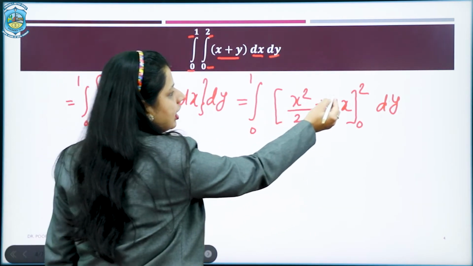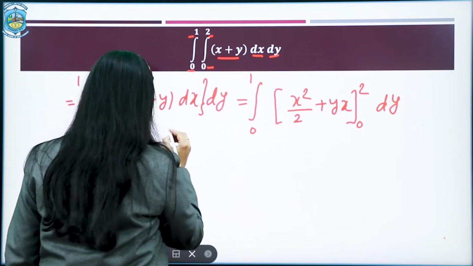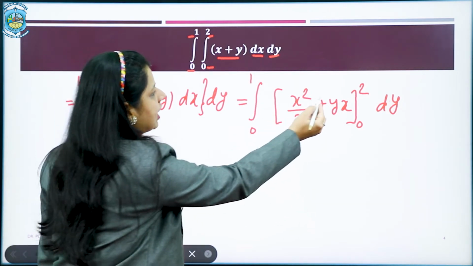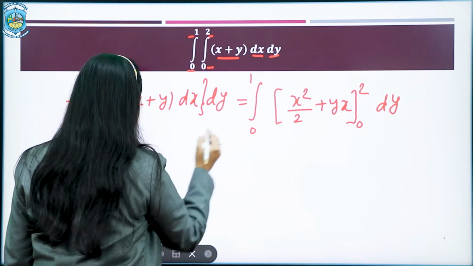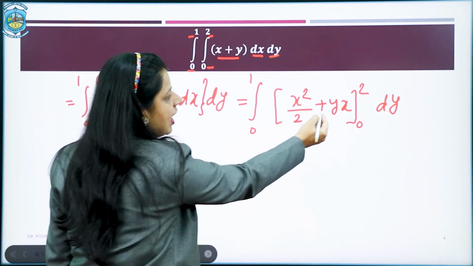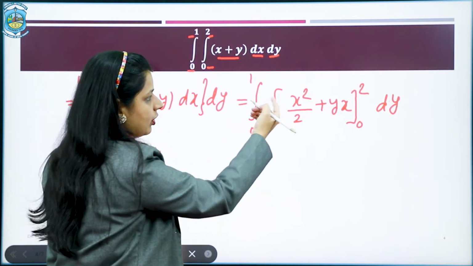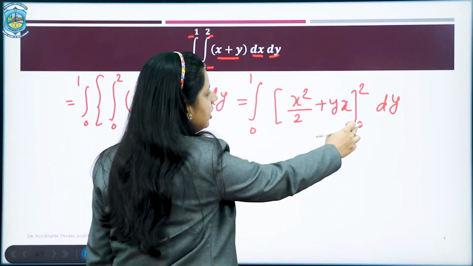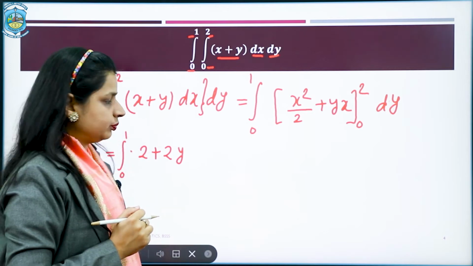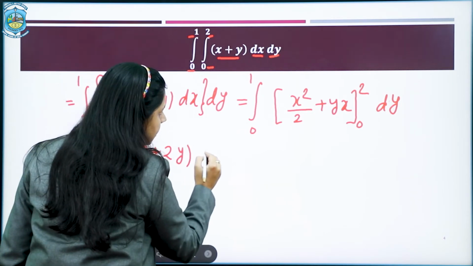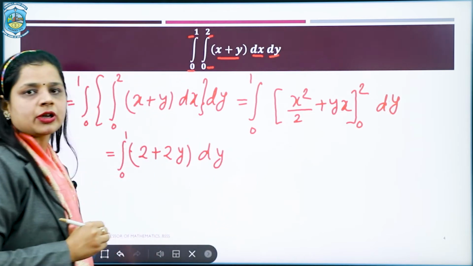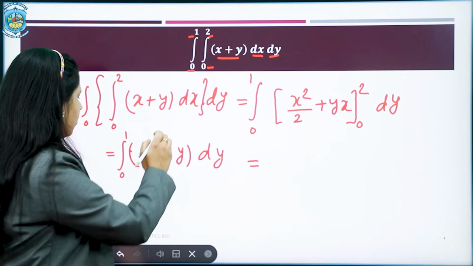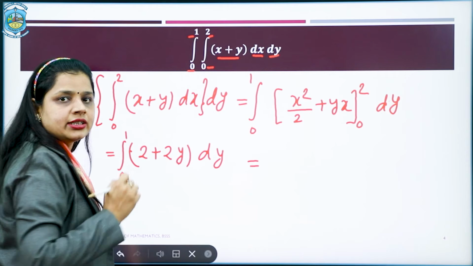Now we'll apply the upper limit and lower limit. So we'll get this integral 0 to 1. When we apply the upper limit, we'll get 2 square by 2, that is 2, and y as it is, so we'll get 2y for the upper limit of x. And when we apply the lower limit, this value will be 0. It means now we have to integrate this quantity with respect to y: the integral 0 to 1 of 2 plus 2y dy.